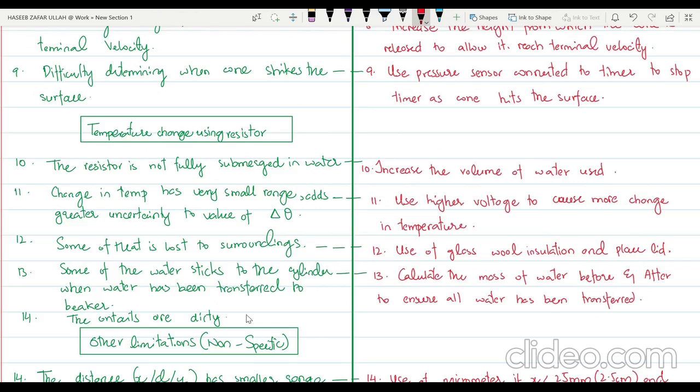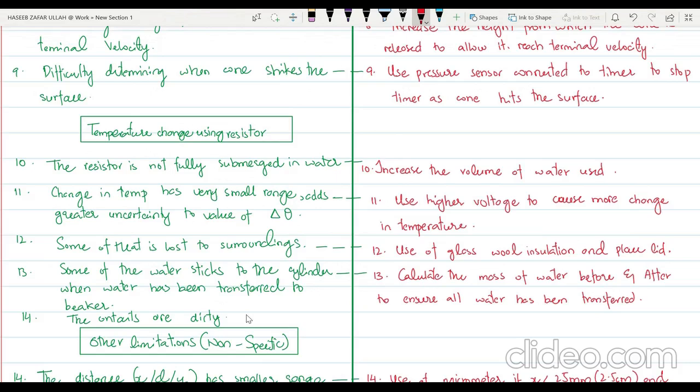The number 12 point is some of the heat is lost to the surroundings. So what you can use is insulation. Glass wool insulation is most effective in preventing the heat loss, and you can also place a lid so the heat is not lost to the surroundings. Number 13 point says some of the water sticks to the cylinder when the water has been transferred to the beaker.